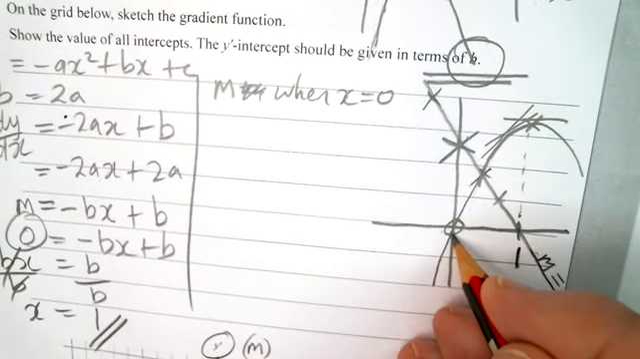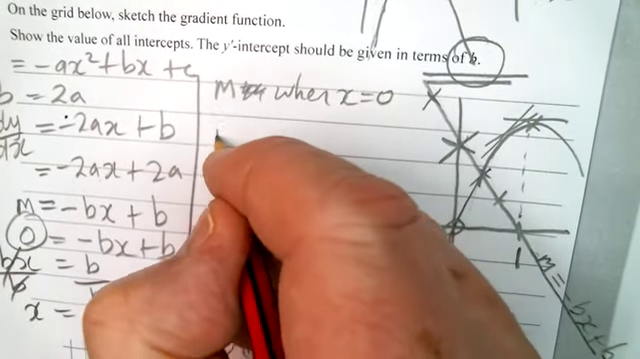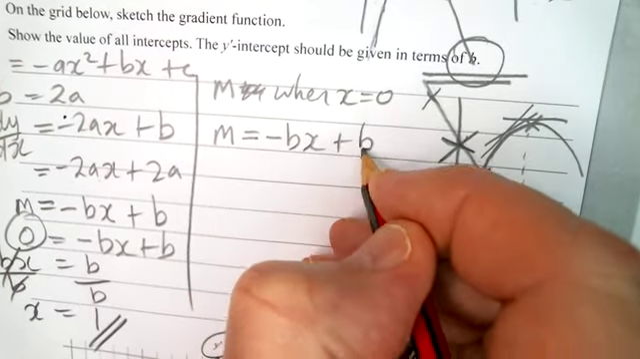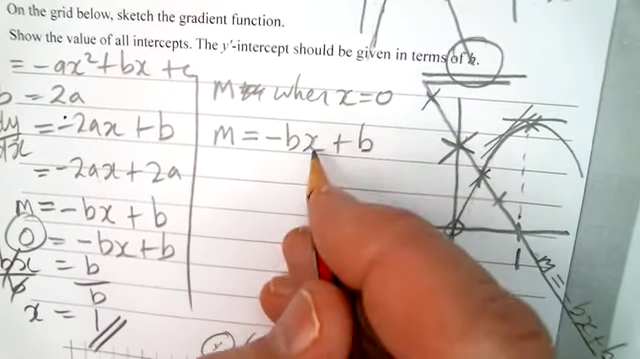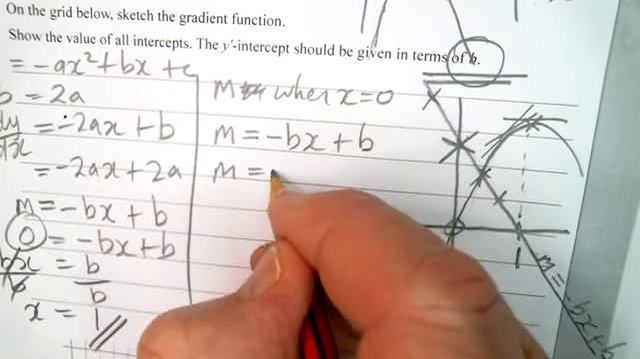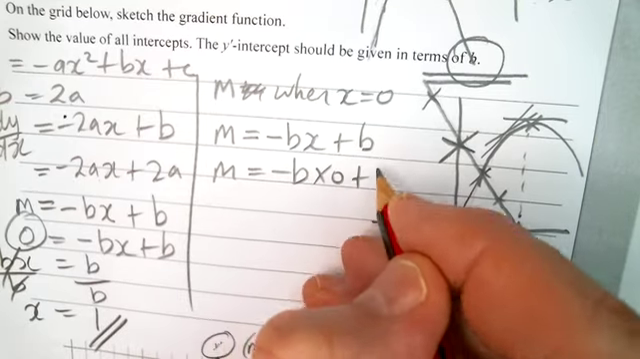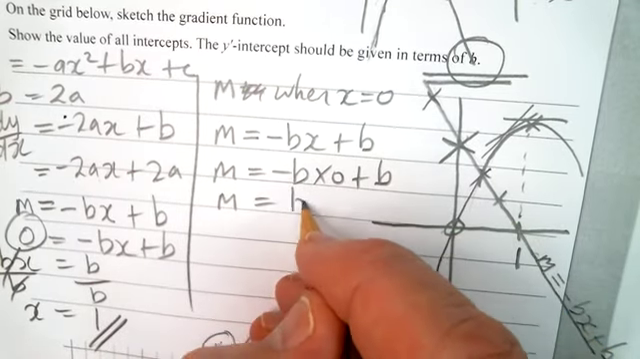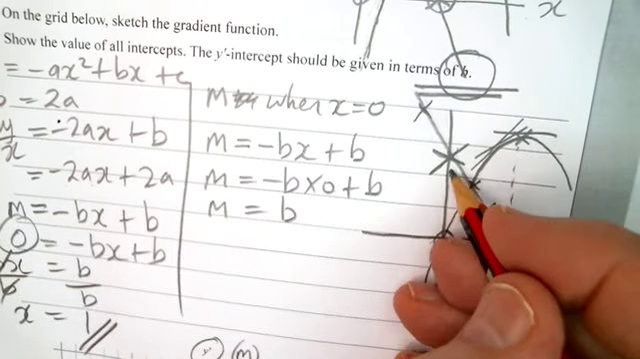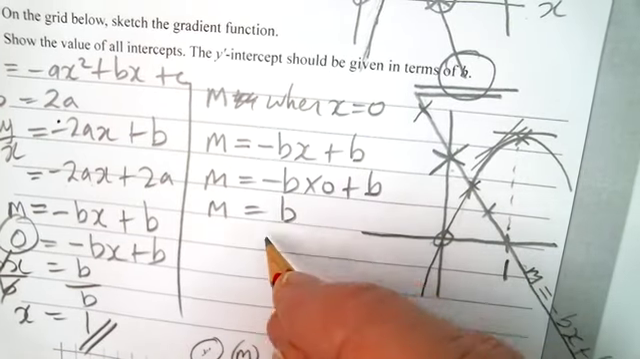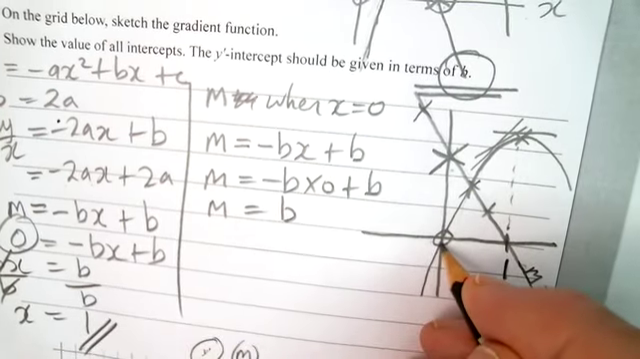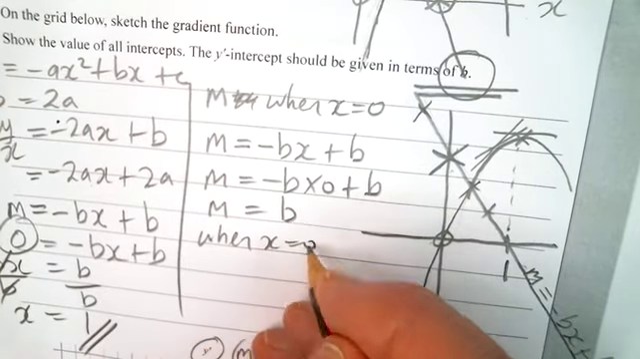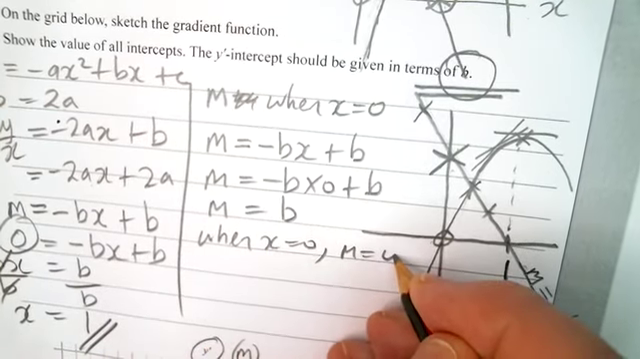Here's x is 0. Well, let's put it in. So m is equal to negative bx plus b. This time I'm going to make x 0. So m is equal to negative b times 0 plus b. So m is equal to b. So this point here is when x is 0, m is b. When x is 0, m equals b.